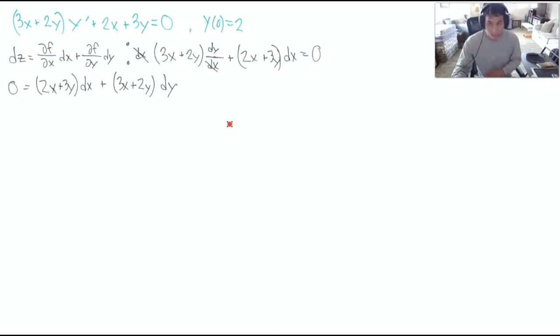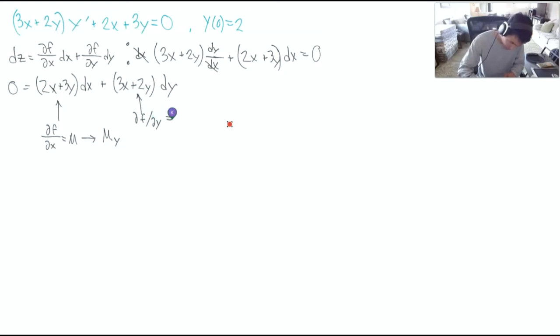Now using the exact method, we usually call this df dx. We call m, and then what we do is we take m with respect to y, and we call this df dy, and this is equal to n. And then when you take n with respect to x, if these two are equal, then it's exact, and then we can go about it. Okay, so let's check that.